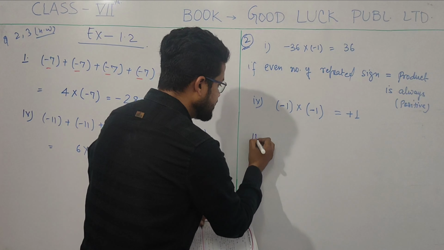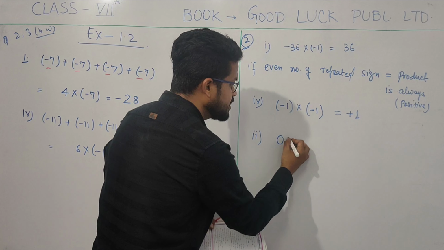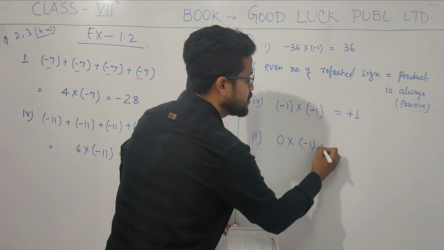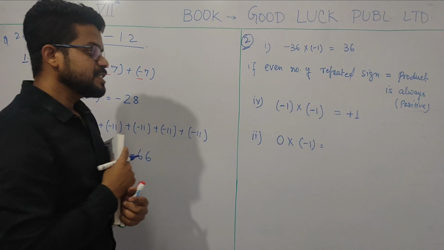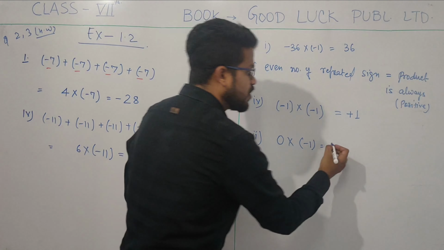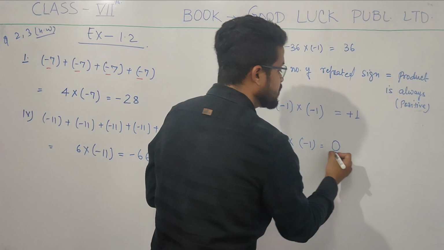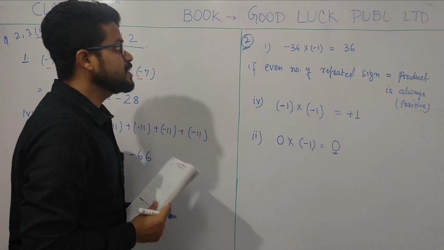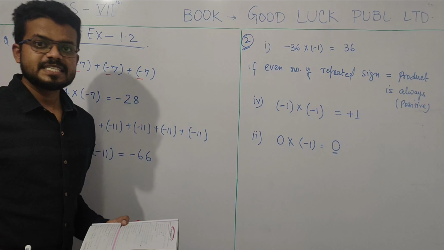Now when I multiply 0 with -1, any number which is multiplied by 0 is always 0. So here the answer is 0. So this is question number 2.